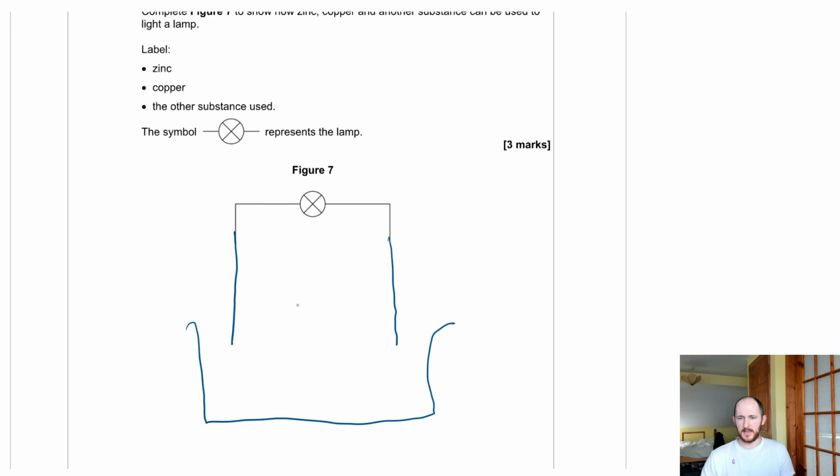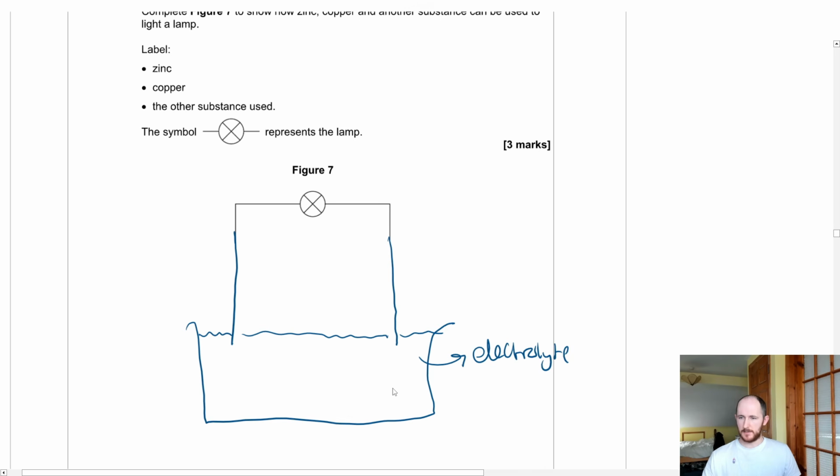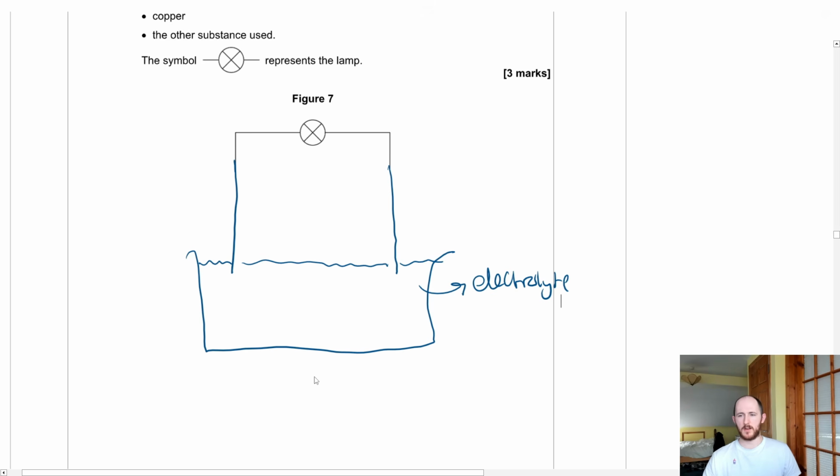So what I want to do is put here my excellent drawing. What is this going to be? It needs to be something called an electrolyte. So it could be water, but it has to have dissolved ions inside of it because we need it to carry a charge. So it could even be like a juice drink really. But you could dissolve salt in water to make an electrolyte if you wanted to, something along those lines.